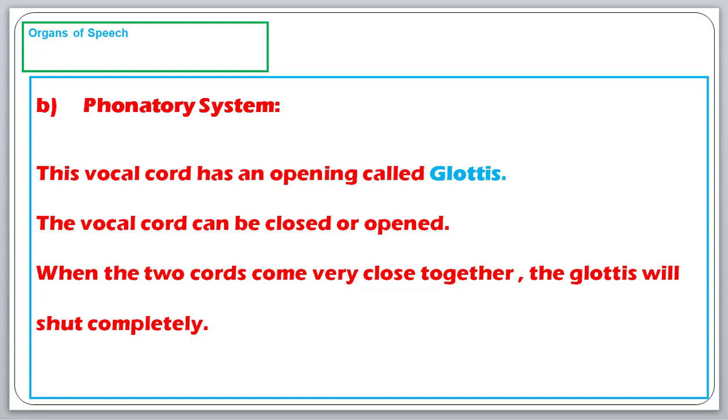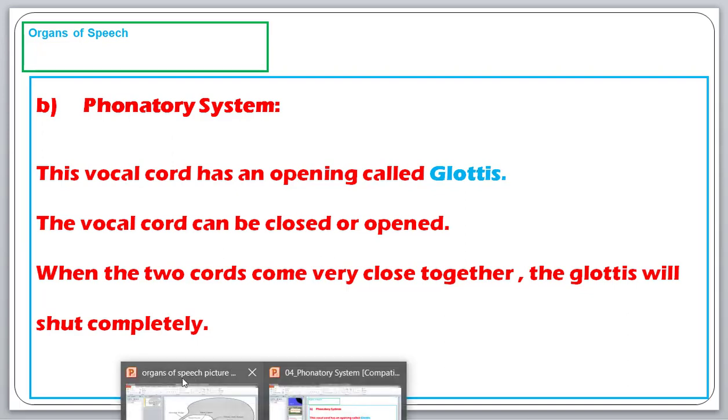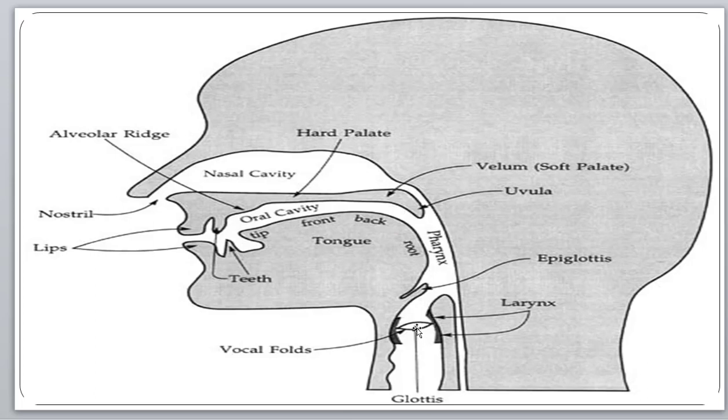When the two cords come close together, the glottis shuts completely. Now look at the picture. See, this opening is the glottis. The vocal cord is this lip-like structure. When the vocal cord shuts, there is no opening. The glottis remains closed. Only when the lip-like structure opens is there a passage for the air to pass. When the vocal cords close, there is no opening at the glottis, so the air will not pass.